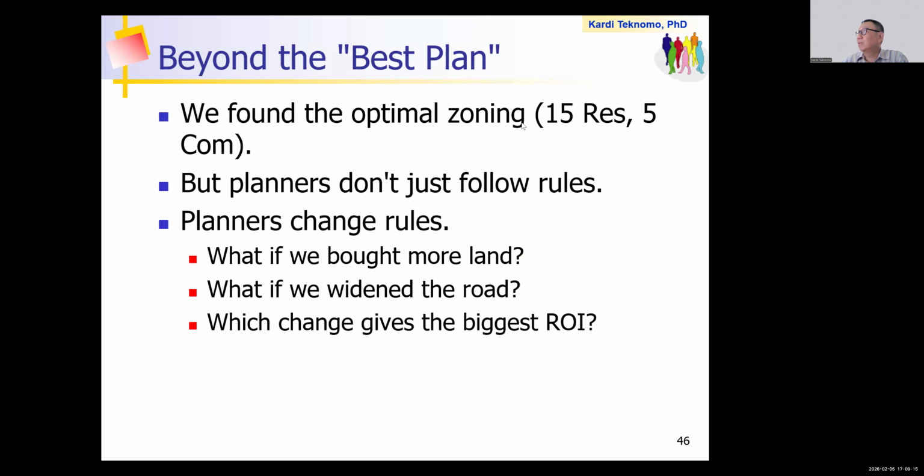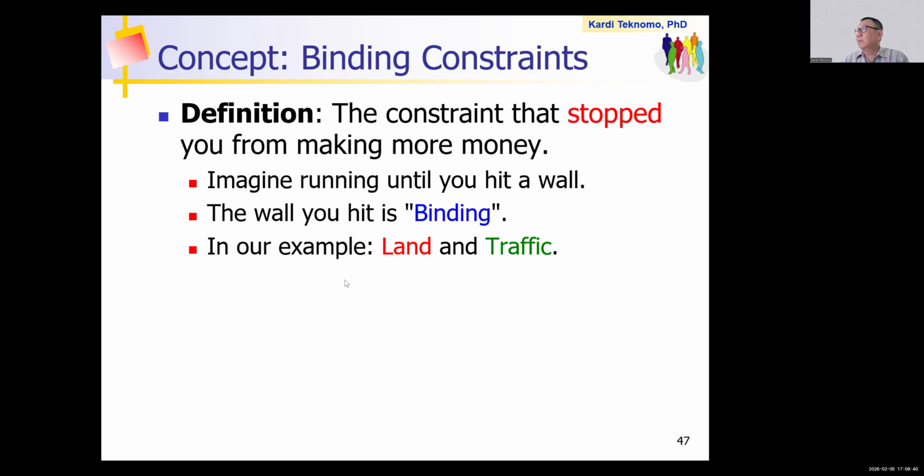So once you have this optimal point, you need to develop 15 residential and 5 commercial. These are the points. So then you're asking, what if we buy Tantaro? What change will give the biggest ROI, return of investment? So then you check which one is binding and which one is not binding.